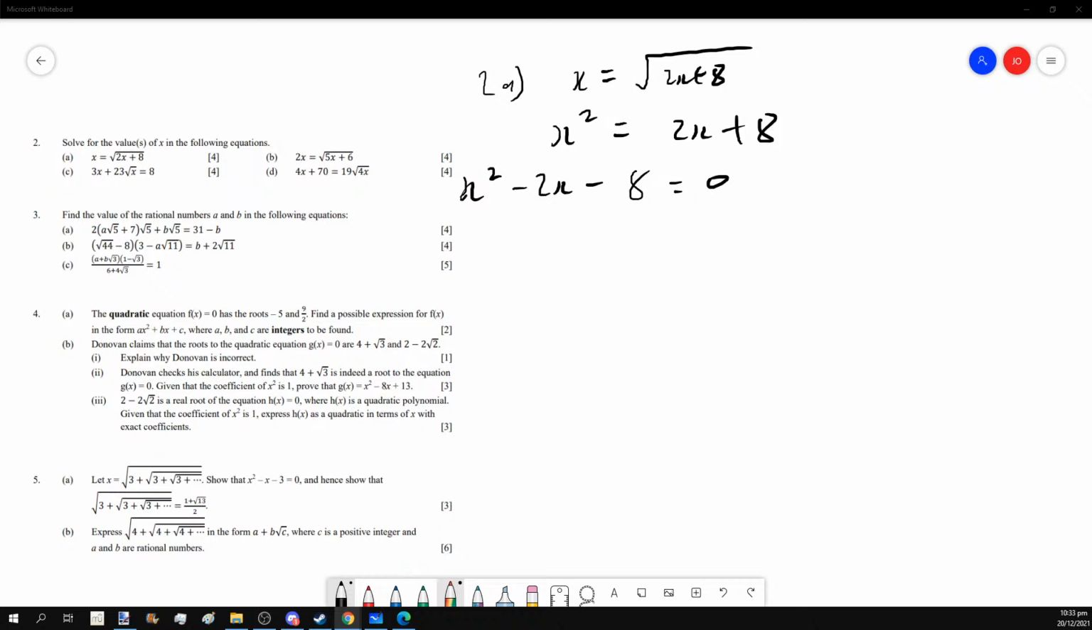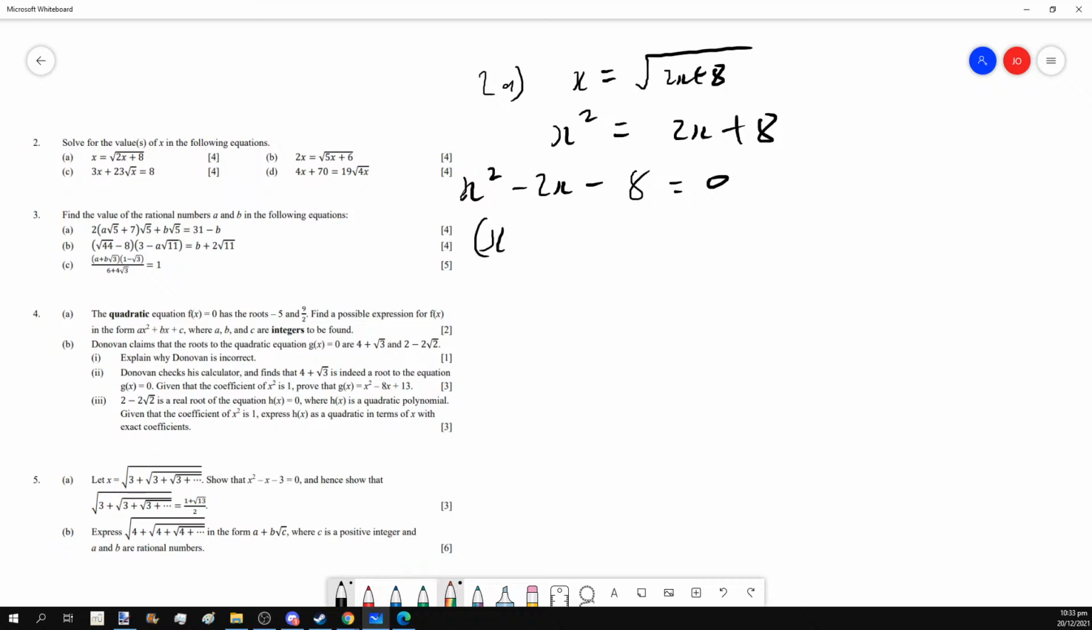Now, anyway, once we are given this thing, then we will be able to very easily solve it, right? We can actually simply factorize the quadratic. So in this case, hopefully you'll be using your scientific calculator. We'll factorize, and this will give us that x is 4 or -2.